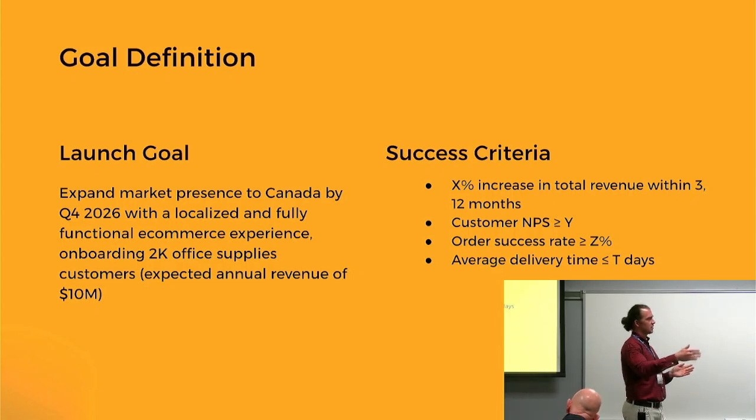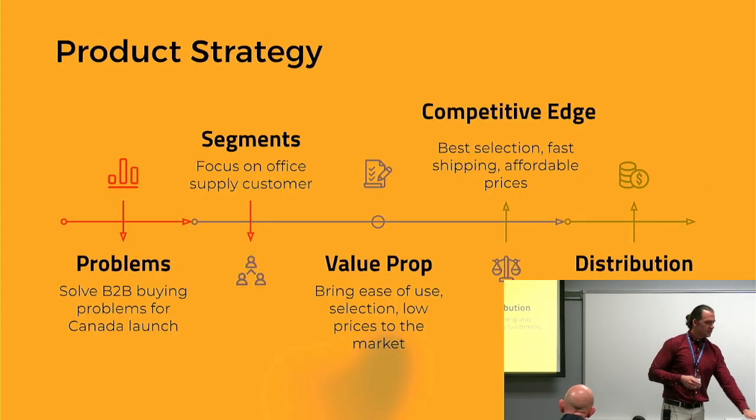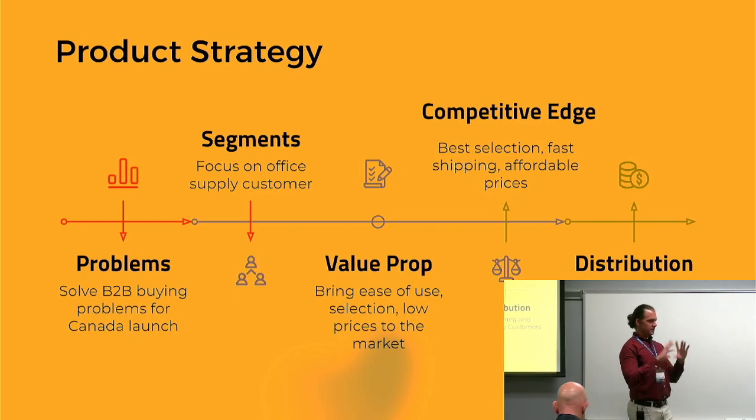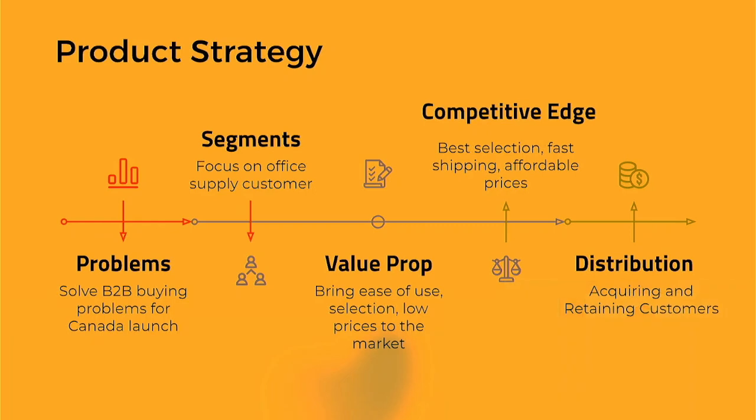How many orders came through, how many were fulfilled correctly, shipped, delivered, et cetera. So your basic e-commerce metrics. Now, the product strategy for something like this involves the following. We need to solve some B2B problems in our Canada launch. There could be problems related to, hey, I can't find good suppliers to deliver on time, or my suppliers don't have great selection, right? We want to solve those gaps.